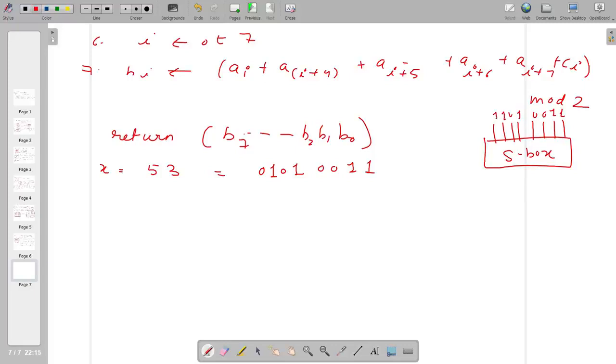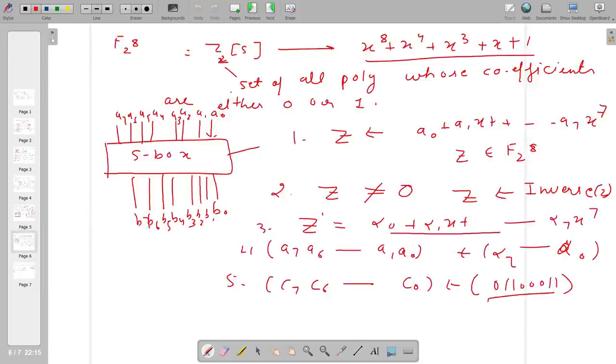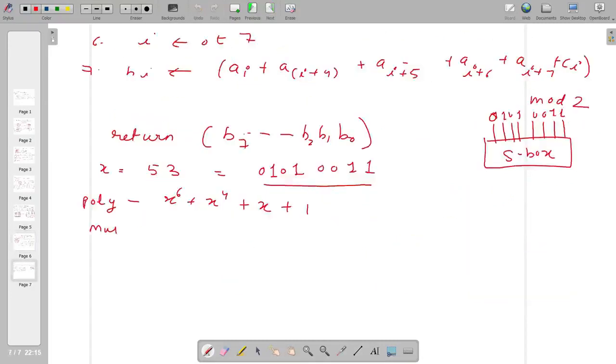Okay, so what do we do? The polynomial represented by this is x to the power 6 plus x to the power 4 plus x plus 1. Here we are calculating the multiplicative inverse. If we calculate the multiplicative inverse for this polynomial using the extended Euclidean algorithm, it comes out to be x to the power 7 plus x to the power 6 plus x cube plus x.